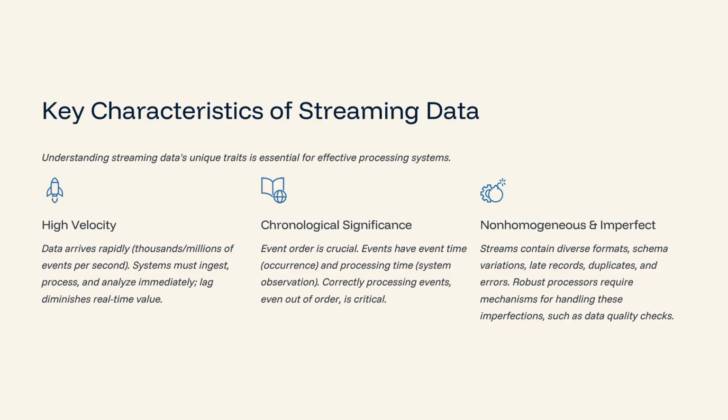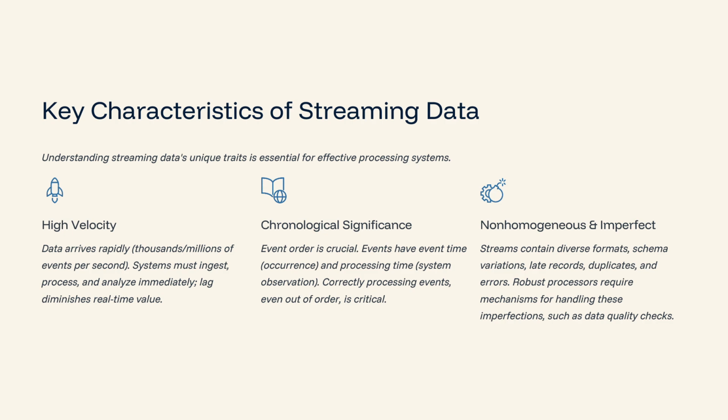Let's see key characteristics of streaming data. Understanding streaming data's unique traits is essential for effective processing systems. So, the first key characteristic of streaming data is high velocity. The data arrives rapidly, thousands and millions of events per second, and systems must ingest, process, and analyze immediately. Lagging diminishes real time value.